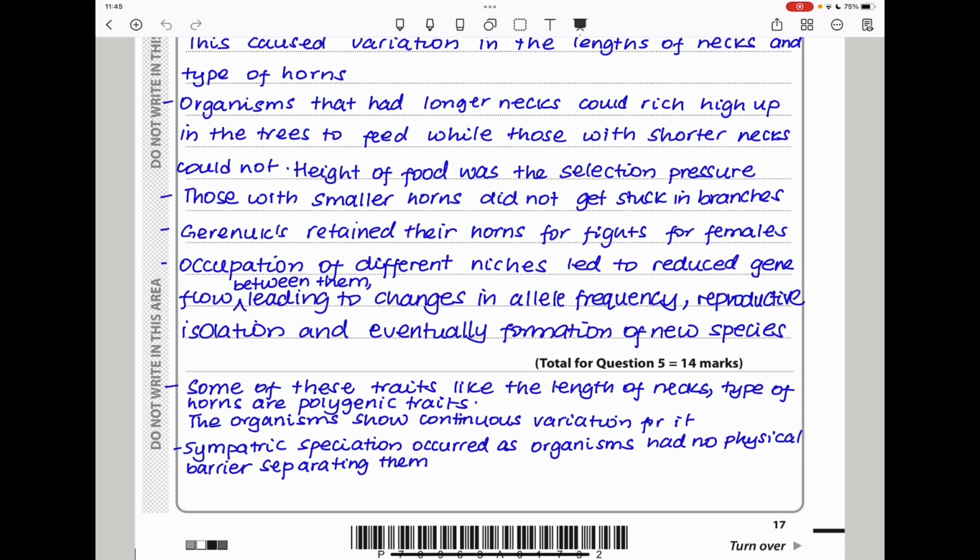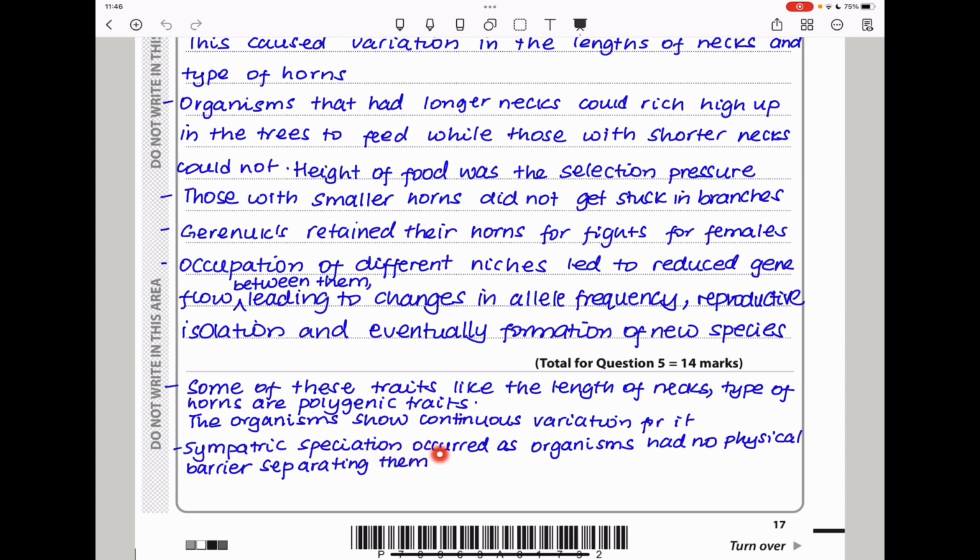So also here I went on and say that some of these traits, I'm talking about the length of the neck as well as the type of the horns, are polygenic traits, meaning even among the organisms that have the shorter horns, the length of the horn is not going to be the same because there is going to be variation even among those with short or among those that have longer horns. So there is variation due to some of these polygenic traits. The organisms show continuous variation for those traits.